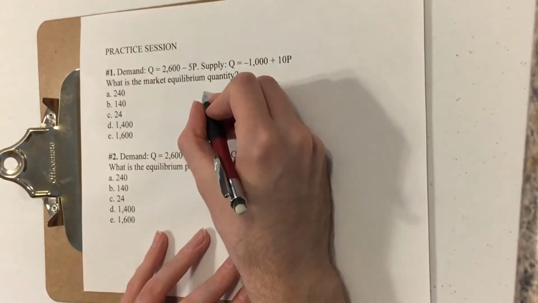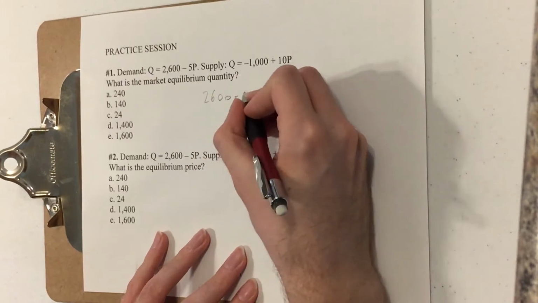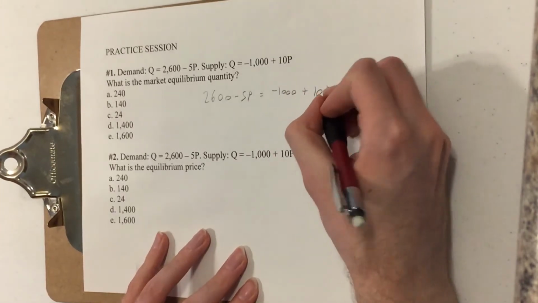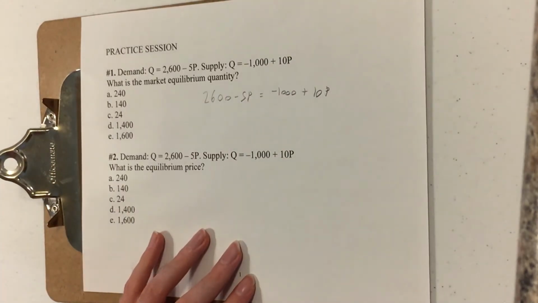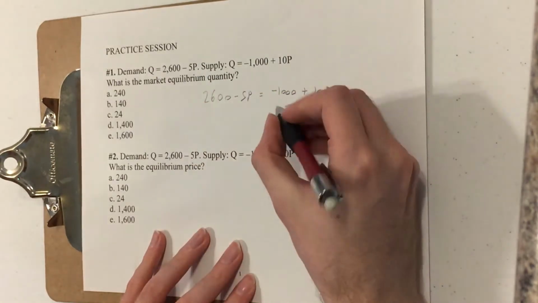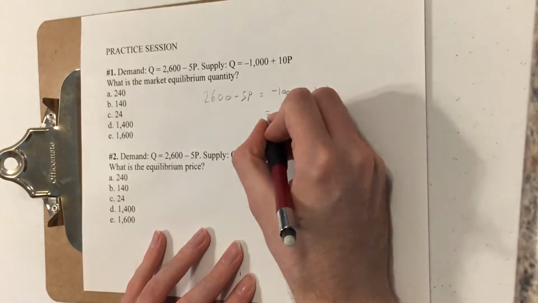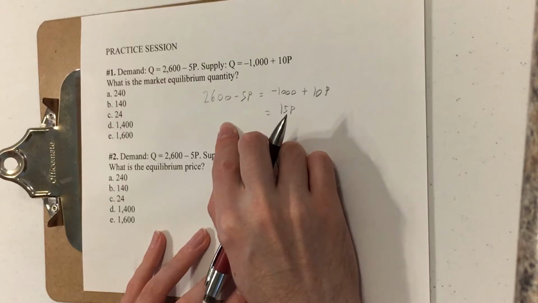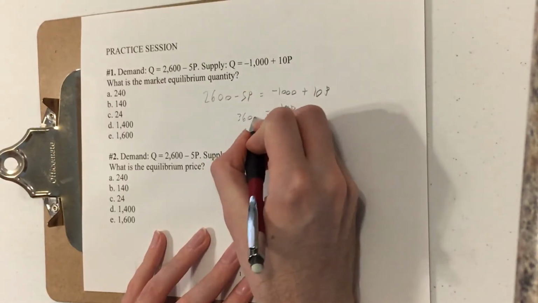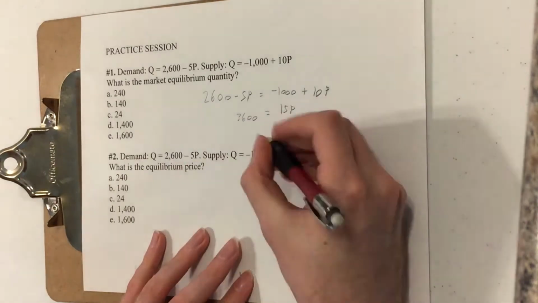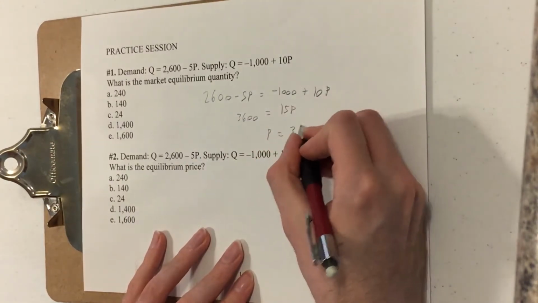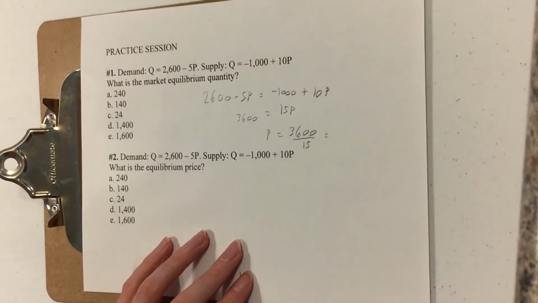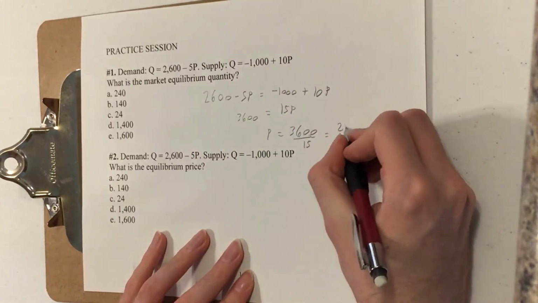I can sub out Q and I get that 2600 minus 5p equals minus 1000 plus 10 times p. Next, I can move that 5p to the other side and I'll get 15p. I can also move that minus 1000 to the other side. That gives me 3600. So p equals 3600 over 15, and that works out to 240, I believe.